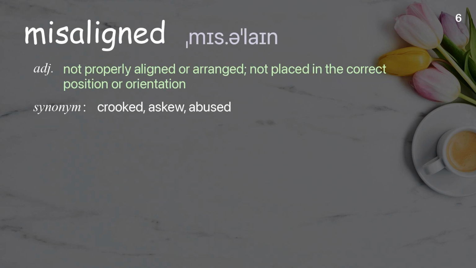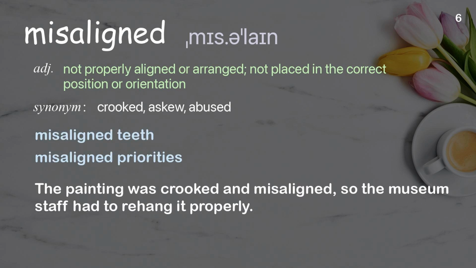Misaligned. Not properly aligned or arranged, not placed in the correct position or orientation. Examples. Misaligned teeth. Misaligned priorities. The painting was crooked and misaligned, so the museum staff had to rehang it properly.